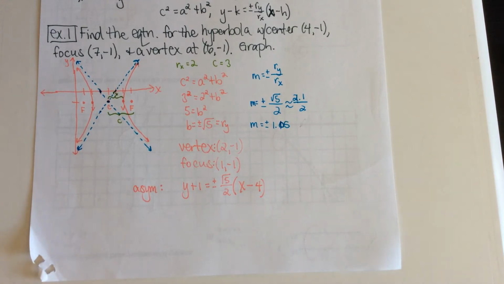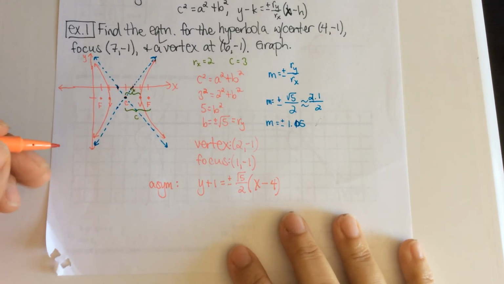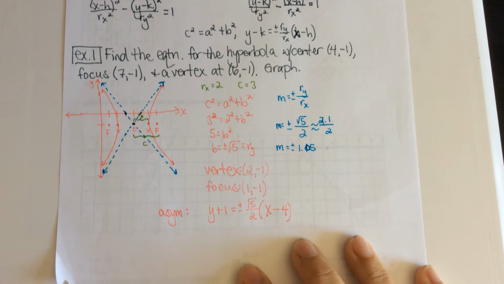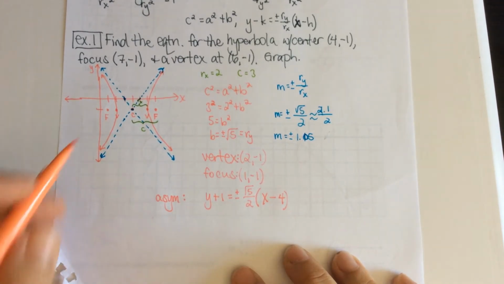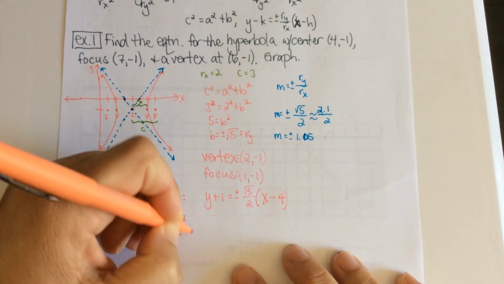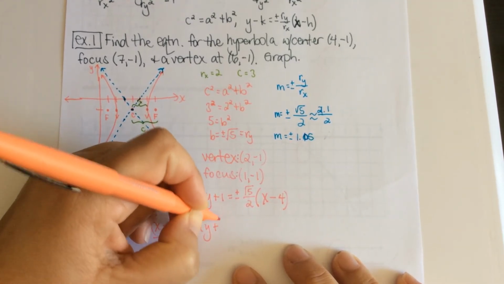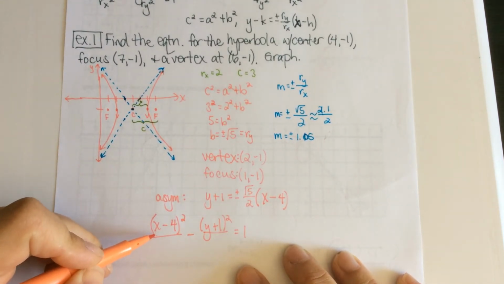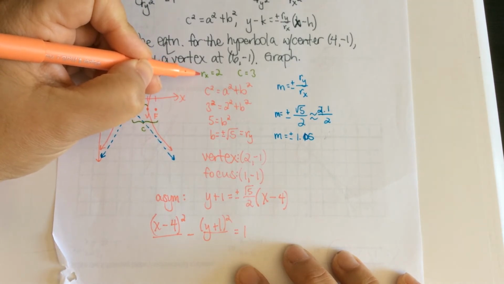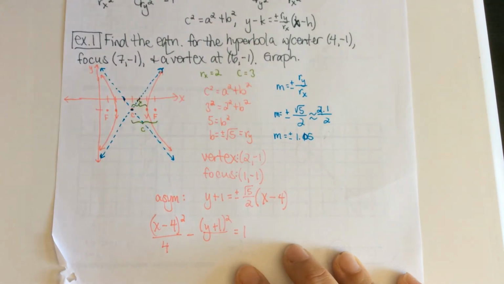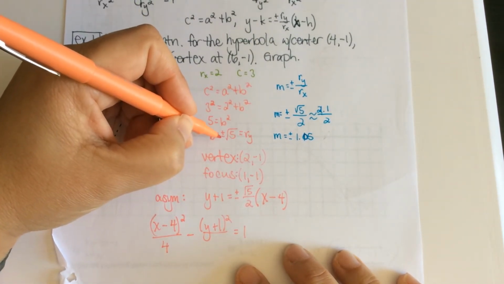And the equation of the hyperbola itself, I would like that also. So again, we're using this one up here because it was a horizontal transverse axis. So I'm going to go x minus h, y minus k, and then under the x goes the r sub x squared. And under the y goes the r sub y squared.